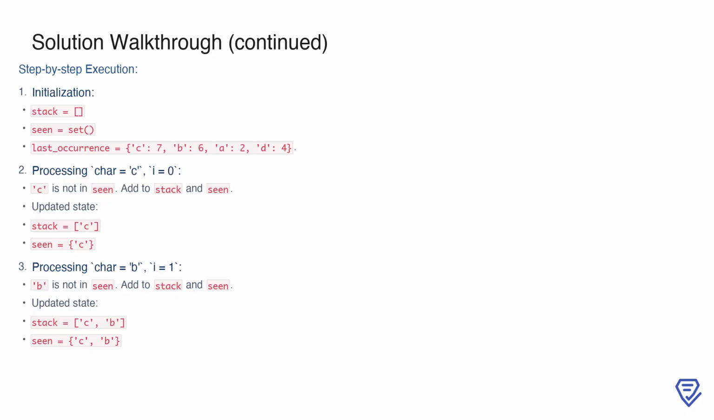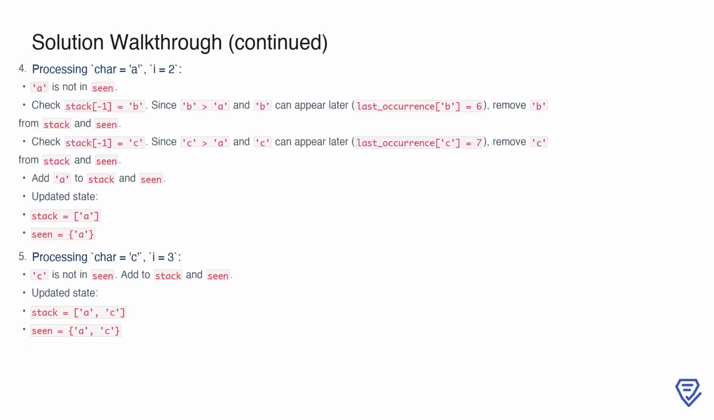At index 1, the character is b. As b is not in seen, we add it to the stack and seen, resulting in stack equals c, b, and seen equals c, b. At index 2, the character is a. Since it is not in seen, we check the top of the stack, which is b. As b appears later in the string, at index 6, we remove b from the stack and seen. Now, the top of the stack is c. Since c also appears later, at index 7, we remove c as well. After removing these characters, we add a to both the stack and seen. The updated state is stack equals a and seen equals a.